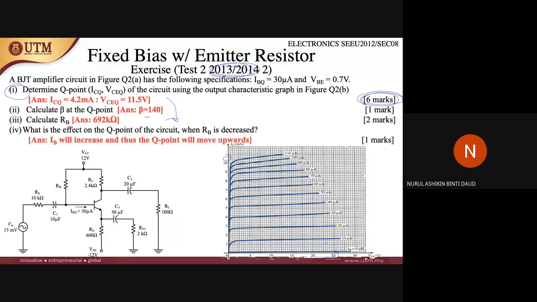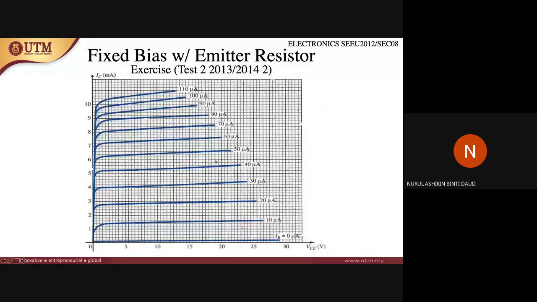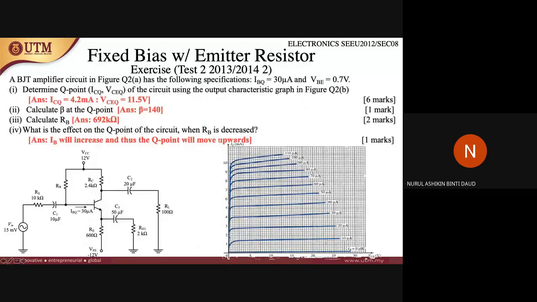So this graph is very important. At this part, this is the value of IB, and we know that IC is equal to beta IB. So this is the value of IC. From this IB and IC relation, you can find the value of beta. I have enlarged this graph on this slide, and I hope you can see it clearly.